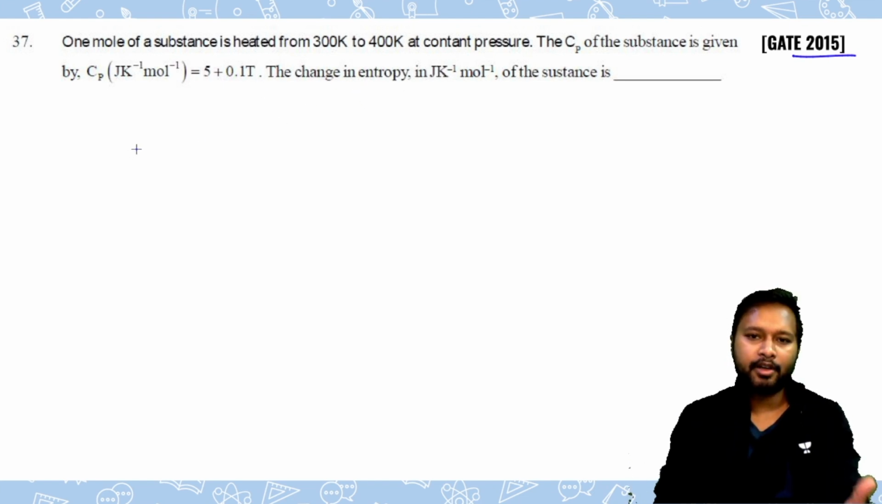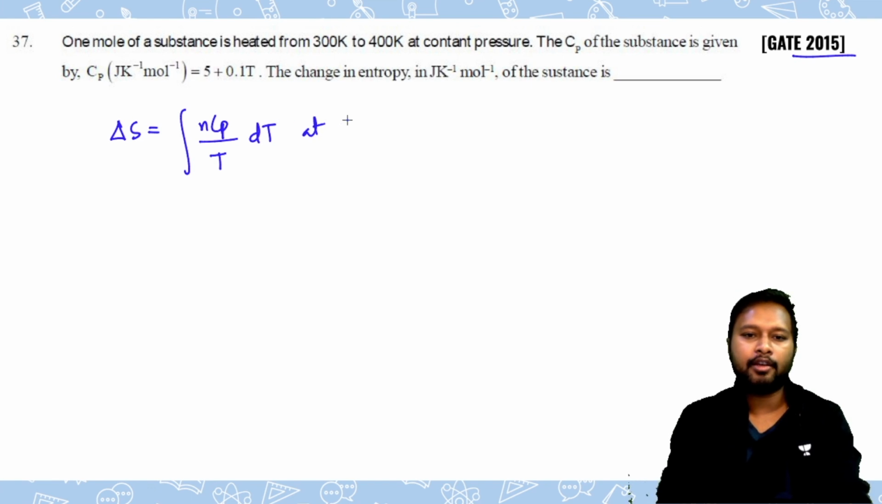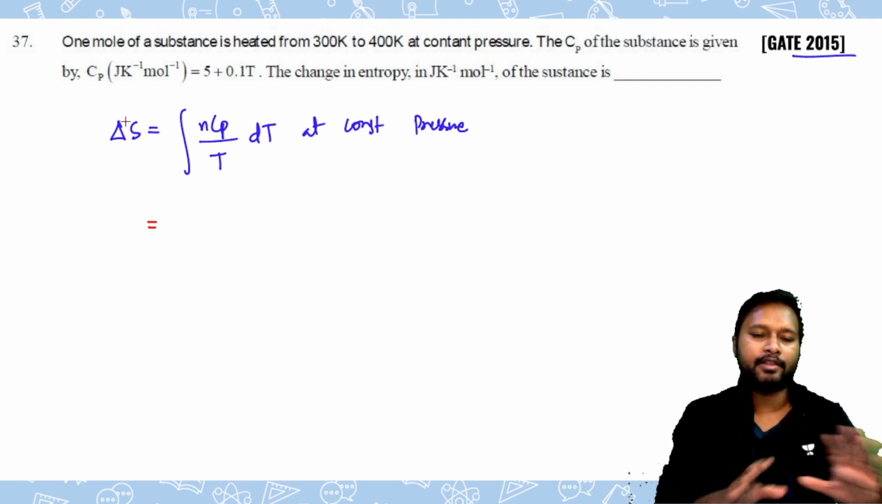Okay, so remember the relationship between your entropy change and Cp is given to you as n Cp upon T dT. This is the relationship between Cp and your delta S. Now this particular equation is used at constant pressure. So the pressure has to be constant over here. So let's try to solve this. How will it be done? Since it is 1 mole, n will be 1, so let's ignore that.